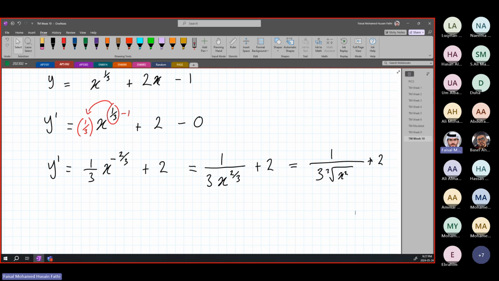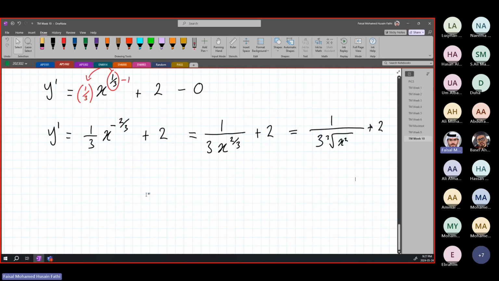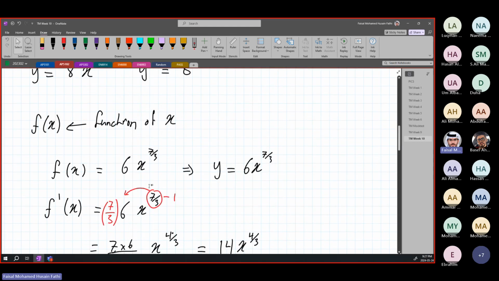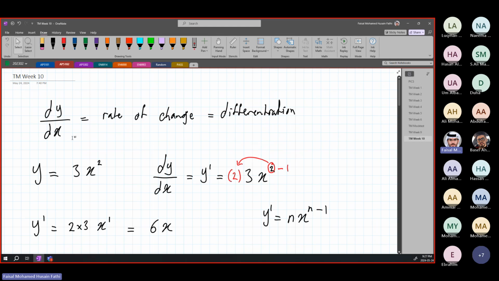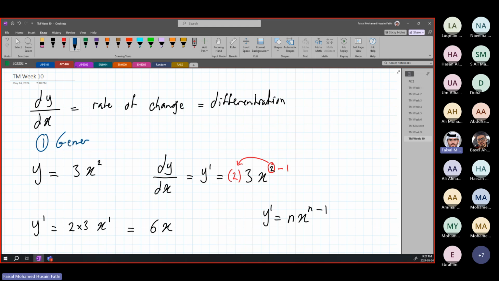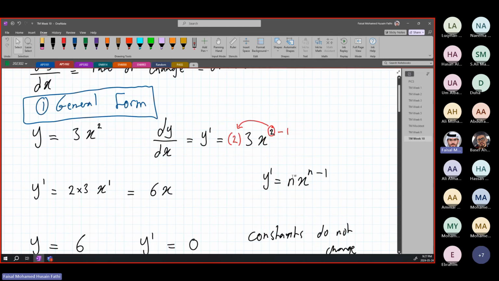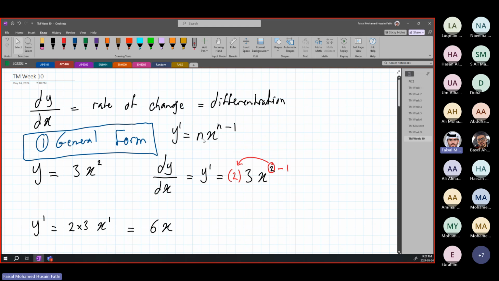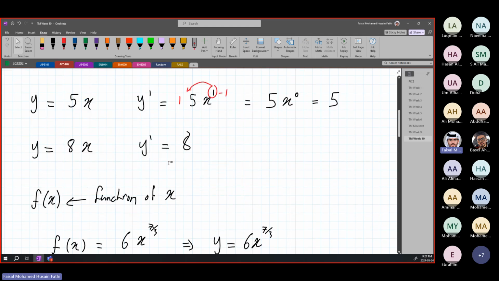That's pretty much it for the general form so far. So let us move on to, so this was the general form, all right? This was, move this a bit up. This is the first form, which is the general form. All right, which means we are using this equation over here for everything, which is y prime is equal to nx to the n minus 1. All right, this is the general form.